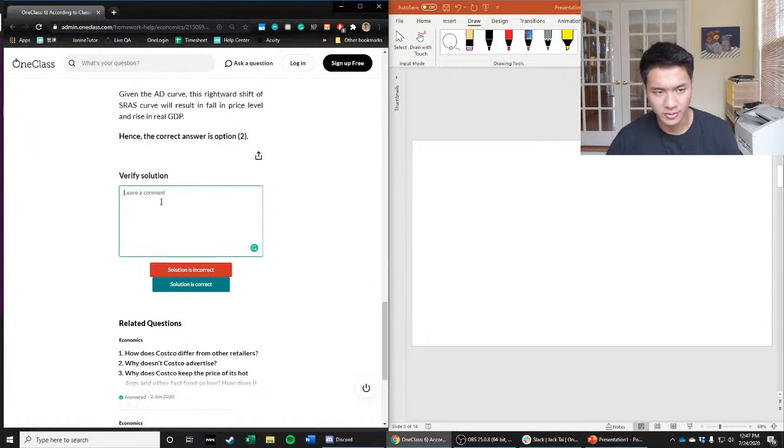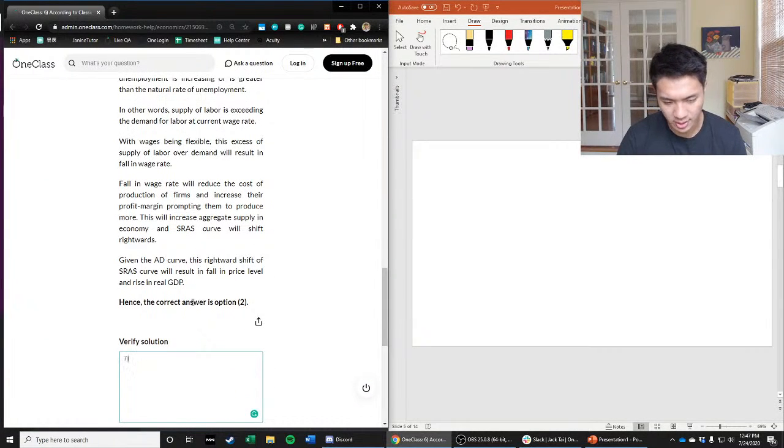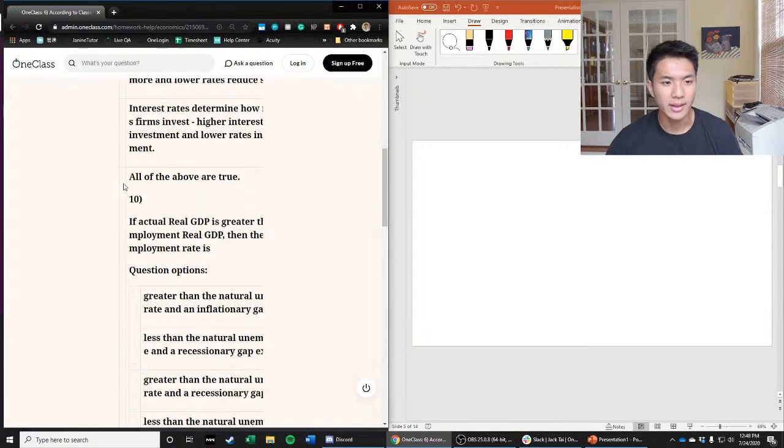Let's take a look at the previous tutor answer, and I don't think they actually answered it, so we can say all of the above, all the listed statements accurately described the relationship between interest and various economic factors. Okay, and then we can go to question 10.